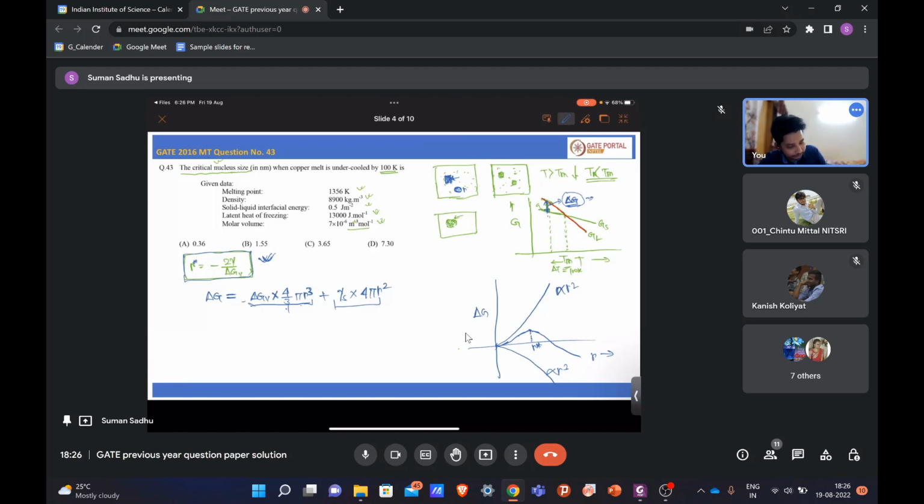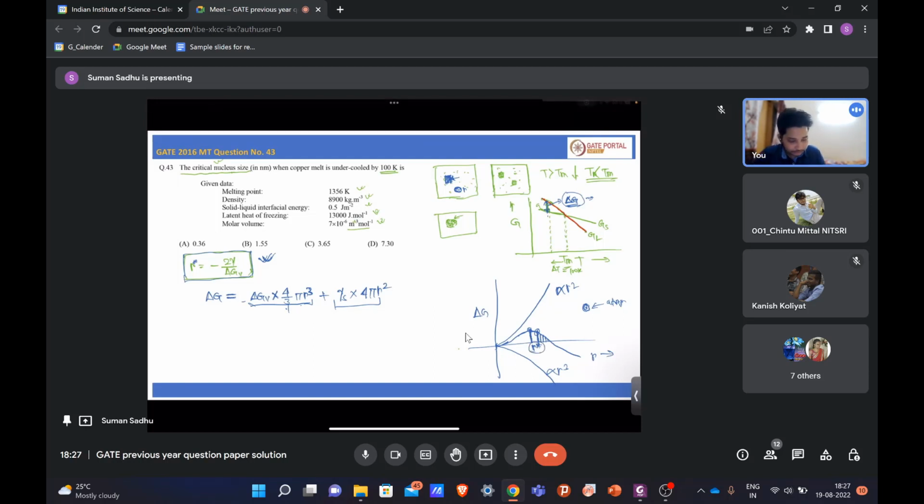If a nucleus of size r star is formed, it is at a metastable state, right? Now if one more atom jumps into this cluster, its radius will further increase. If the radius increases, its free energy is decreasing, right? So it will be stable again. That's why it is called the critical radius.